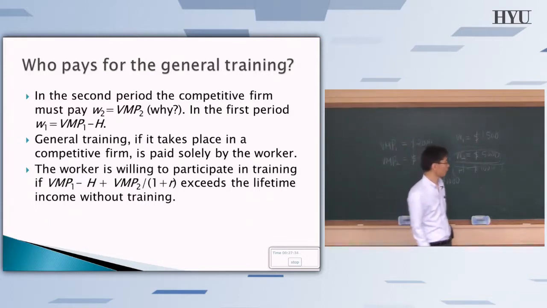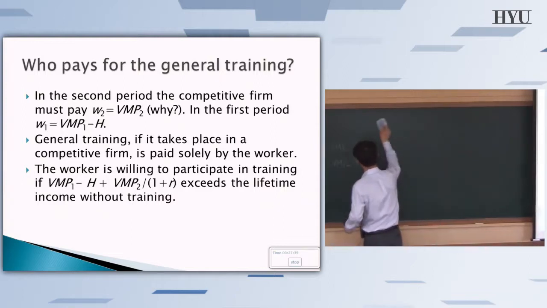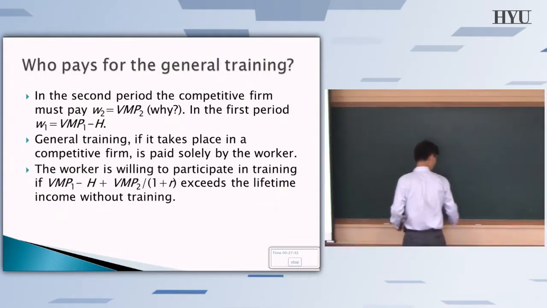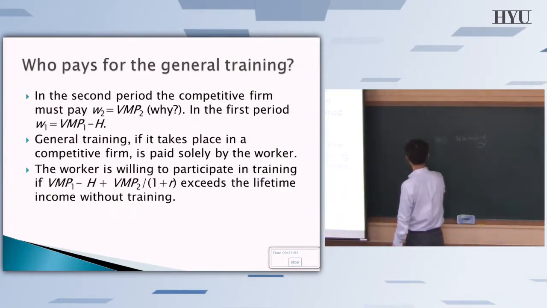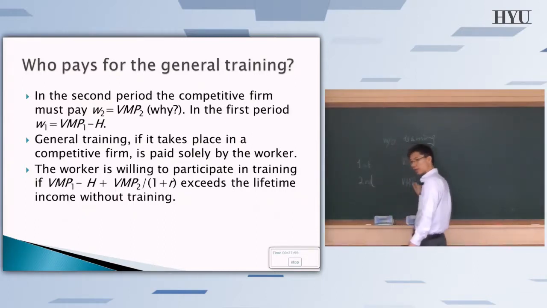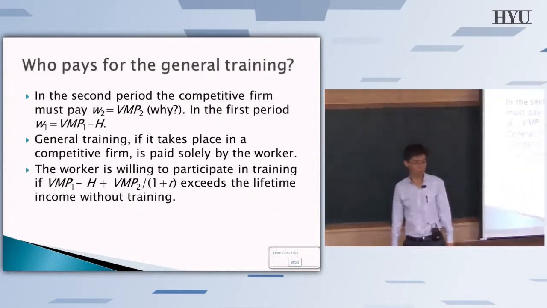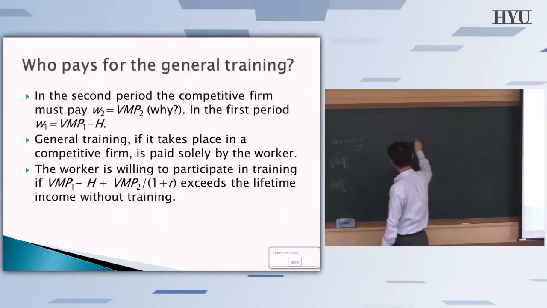So we can say something like this. Let's say without any training, in the first period and second period, the worker's productivity is VMP0 and VMP0. Without any training, VMP0 in both periods. With training, the worker's worth is VMP1 and VMP2.